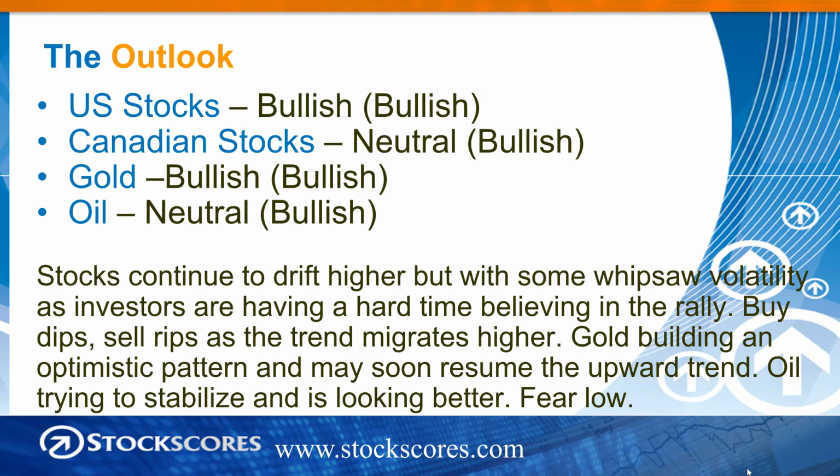Stocks continue to drift higher, but with some whipsaw volatility, which indicates that investors are really having a hard time believing in the rally, a little bit of uncertainty about trade and those sorts of things. And so we get lots of whipsaws up and down. Therefore, buy the dips, sell the rips. In other words, buy weakness and sell strength as the trend generally migrates higher. Gold is building an optimistic pattern and may soon resume the upward trend. Oil trying to stabilize and is looking better, but it has some work to do, and fear is low.